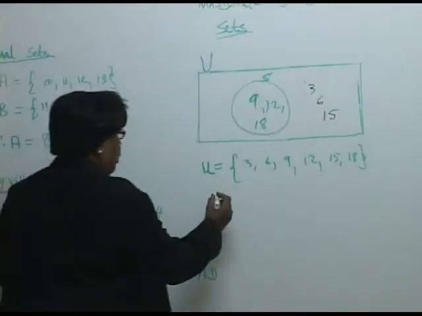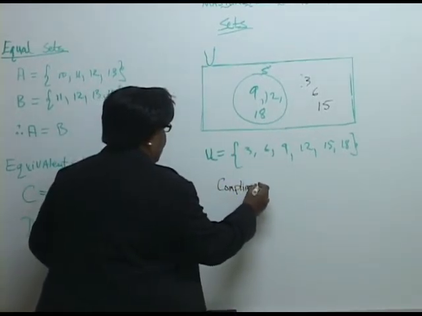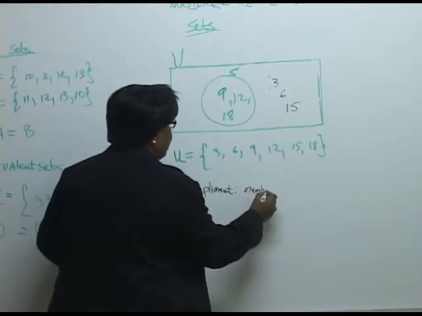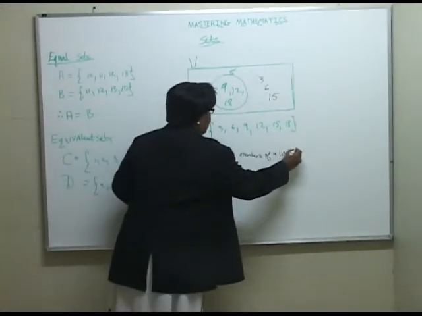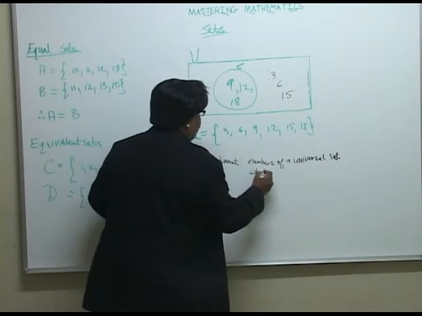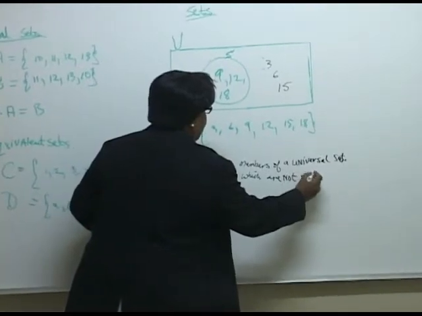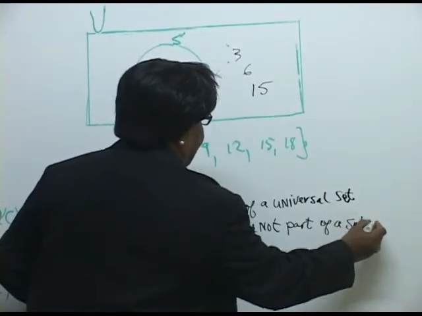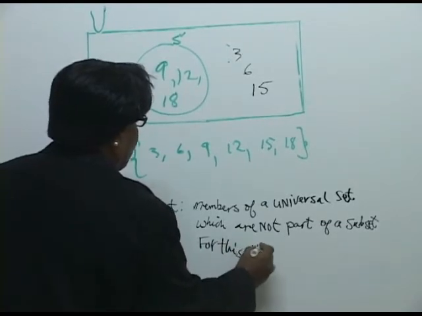So when we use the word complement, it refers then to members of a universal set which are not part of a subset for this universal set.